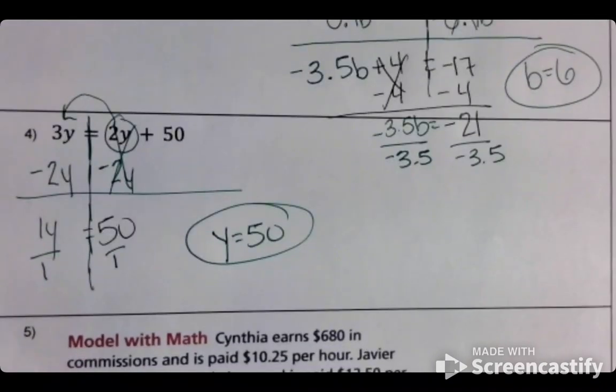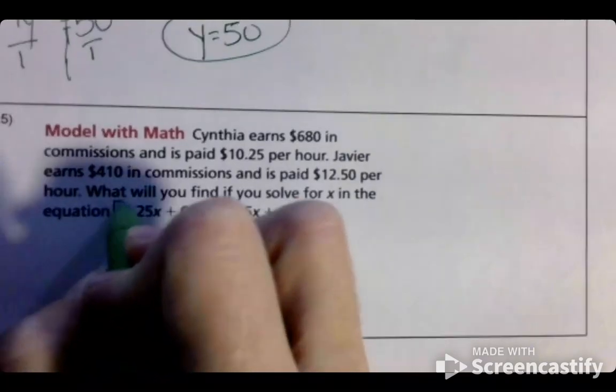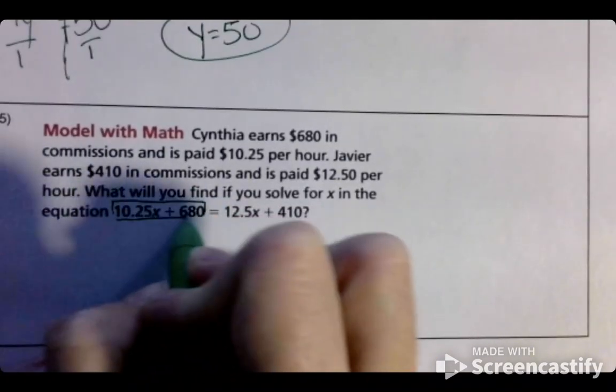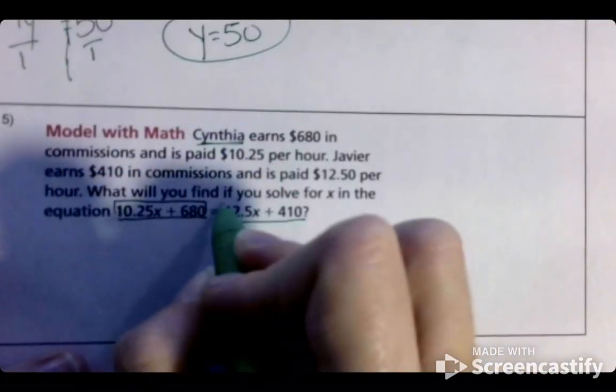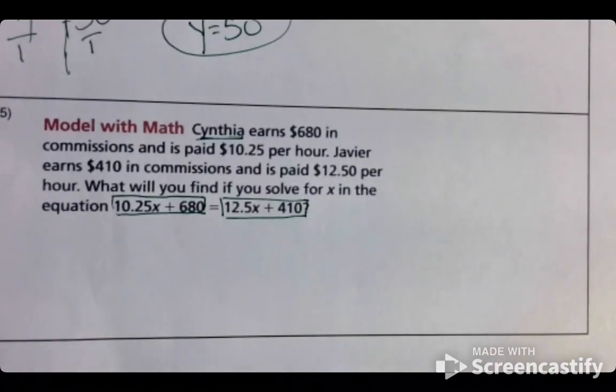All right. Last but not least, Cynthia earned $680 in commission and is paid $10.25 per hour. Javier earns $410 in commissions and is paid $12.50 per hour. What will you find if you solve for x in the equation? So again, this right here is Cynthia's, and that right there is Javier's. So we basically are looking for when are they going to be the same.